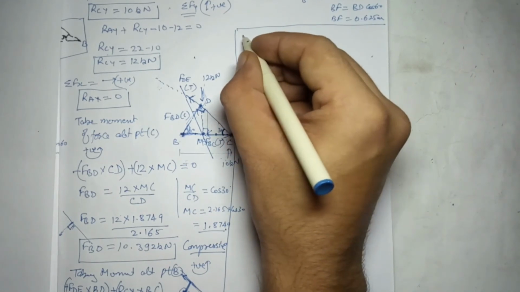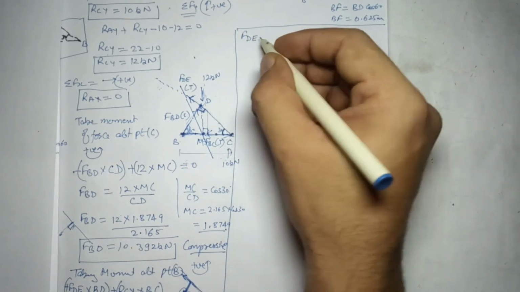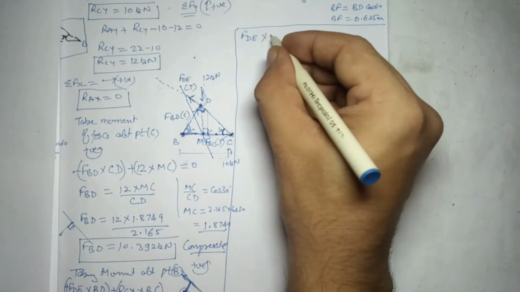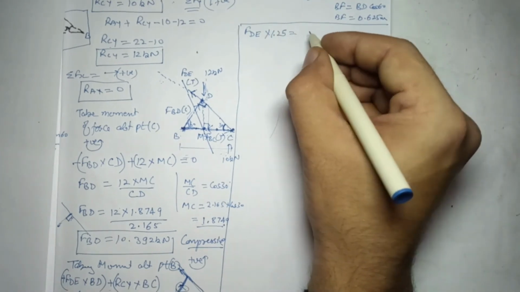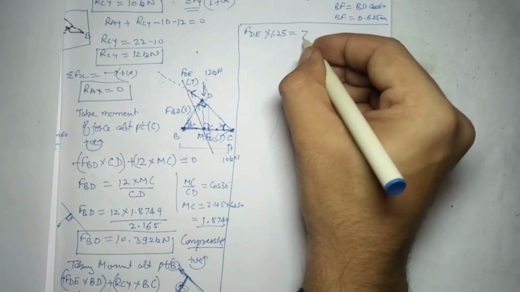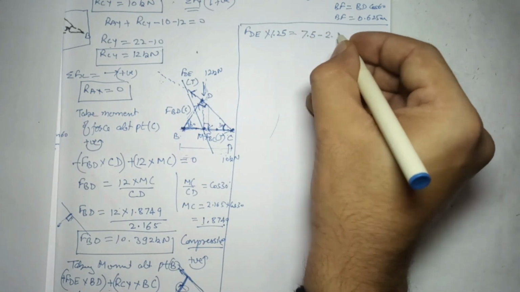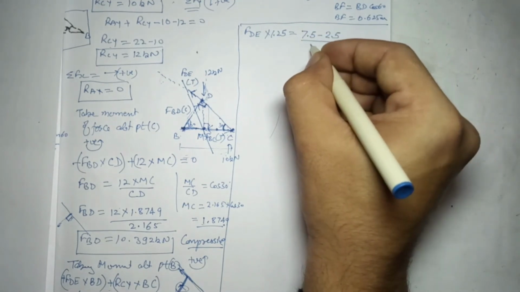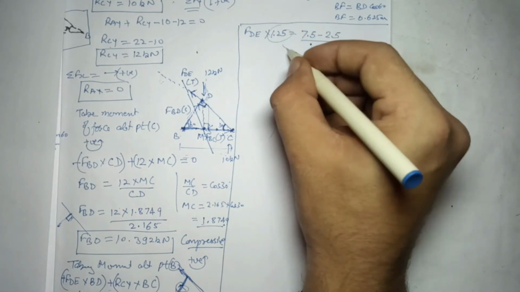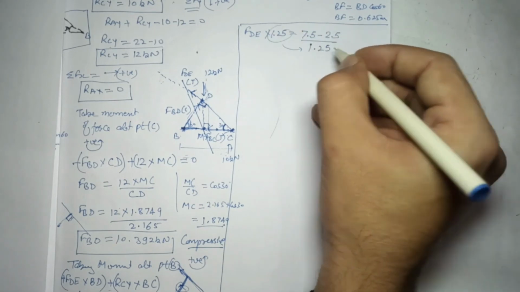Now the value is coming, that is equal to FDE into 1.25. So this will become positive. So it will be 7.5 minus 2.5 divided by, if I take this value on down, so it will be 1.25.